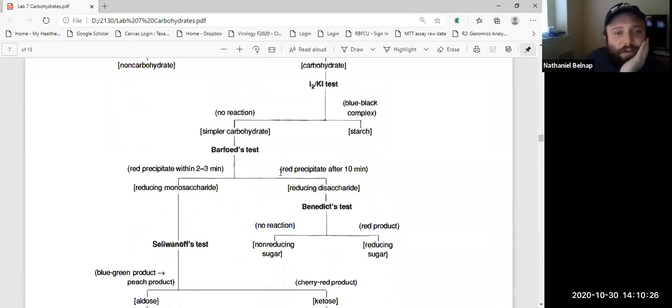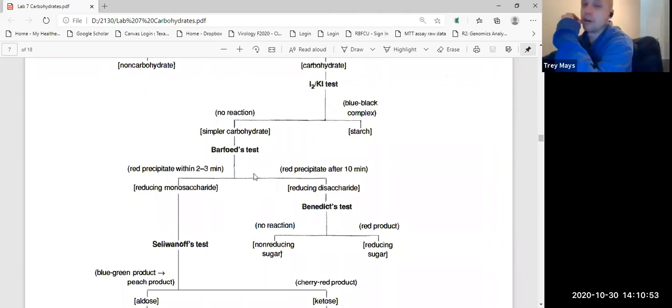Okay, the Barfoed's test. Red precipitate after 2 to 3 minutes, it's a monosaccharide. But I didn't see any precipitate after 2 to 3 minutes. So I don't know which one that's supposed to be, but unless you guys saw something else, they all should go to the 10-minute one. Does anyone disagree with that? Because I didn't see it. Maybe I have to rewatch the video, but I didn't see anything like that. So anyway, according to the video, I would agree with that.